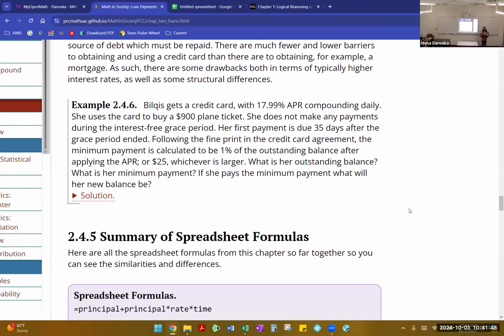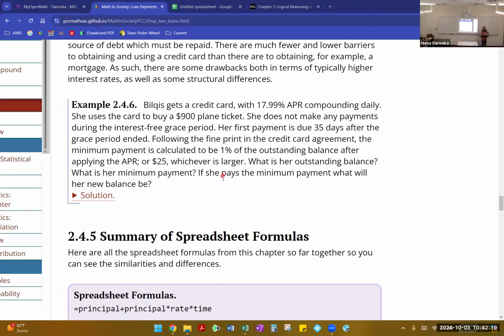So they get a credit card with a 17.99% APR compounded daily. And that's the other thing: a lot of times the compounding is daily, not monthly, on credit cards also. So she uses it to buy a $900 plane ticket. She does not make any payments during the interest-free grace period. The first payment is due 35 days after the grace period has ended.